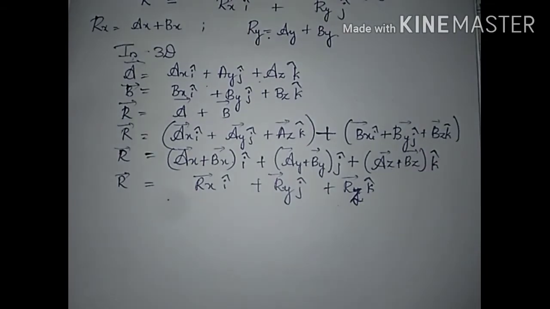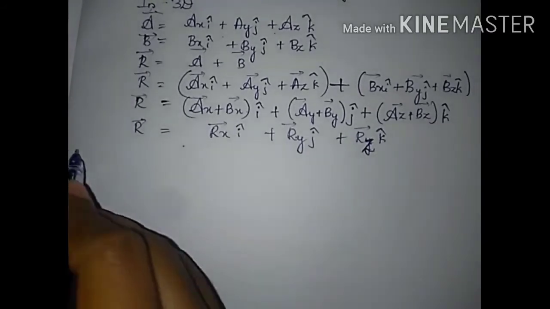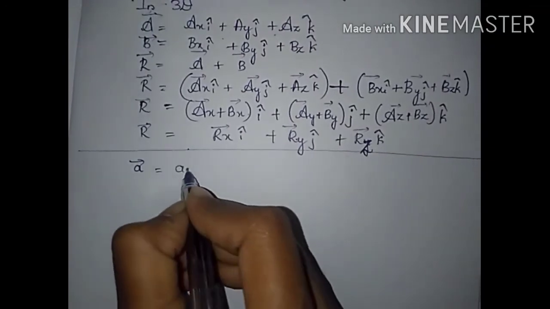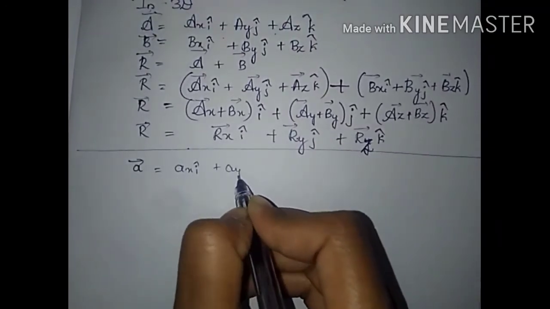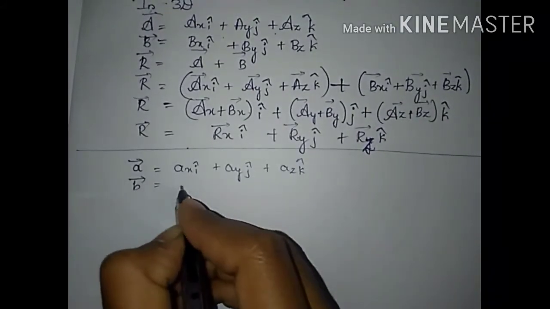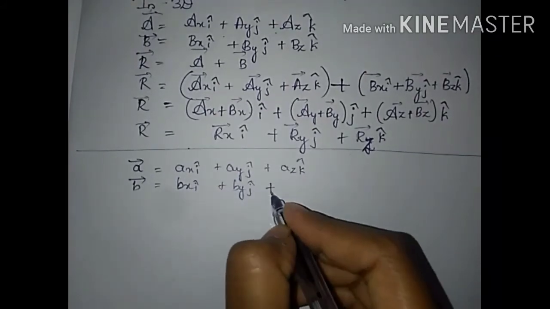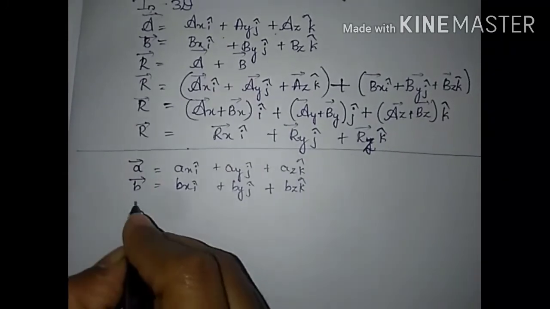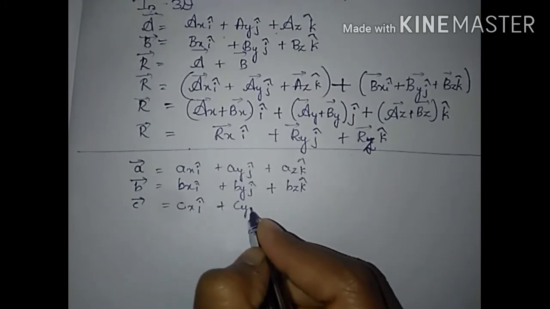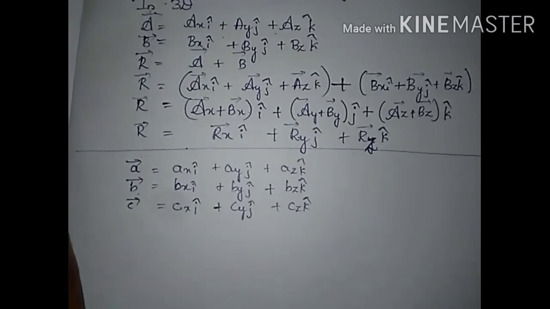So this method can be extended to add or subtract the given vectors. Let's say you have vector A, which can be written as Ax i cap plus Ay j cap plus Az k cap, and vector B can be written as Bx i cap plus By j cap plus Bz k cap, and vector C is Cx i cap plus Cy j cap plus Cz k cap. So these are the 3 vectors that are given to you.